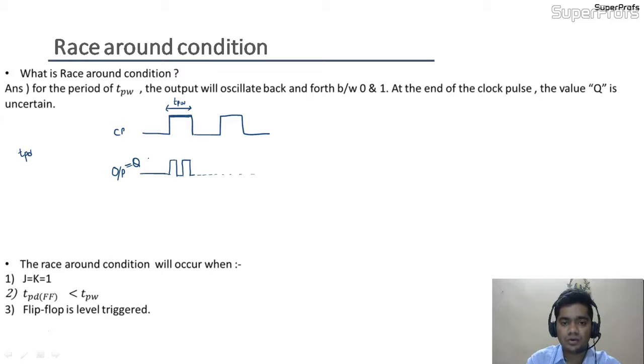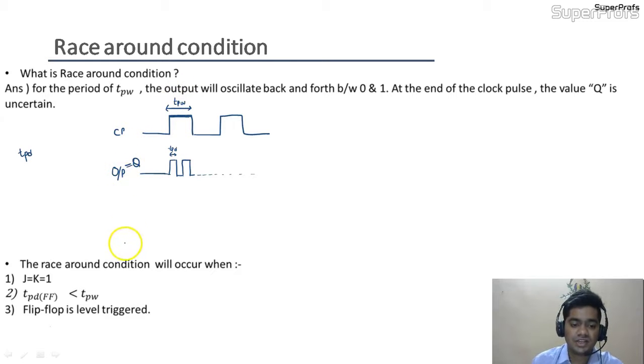It means the output would toggle from 0 1 1 0 0 1 and it would oscillate back and forth from 1 0 0 1, and the final output will remain uncertain. So this condition or this race between 0 1 1 0 is known as race around condition. So the race around condition or the output of the JK flip-flop will depend on the propagation delay of the flip-flop. Okay, and this condition would come when the propagation delay would be less than our pulse width.